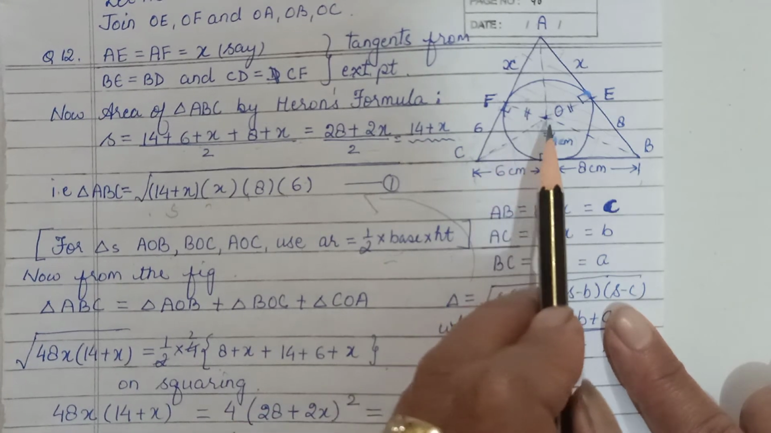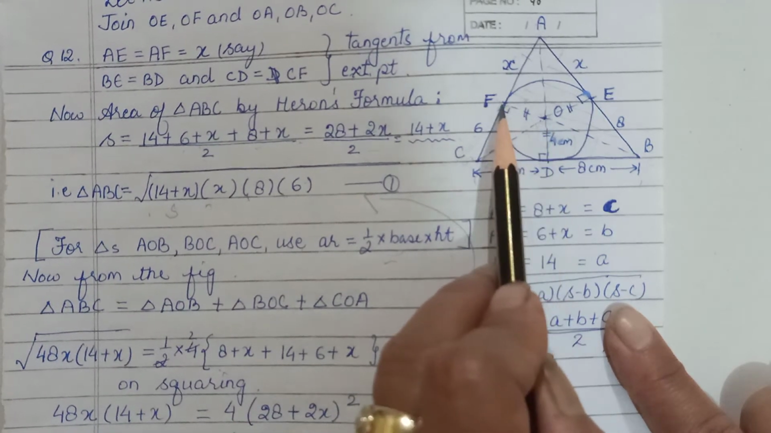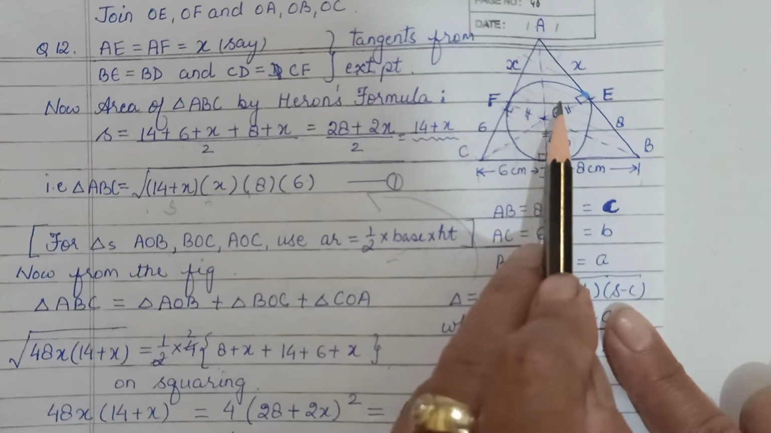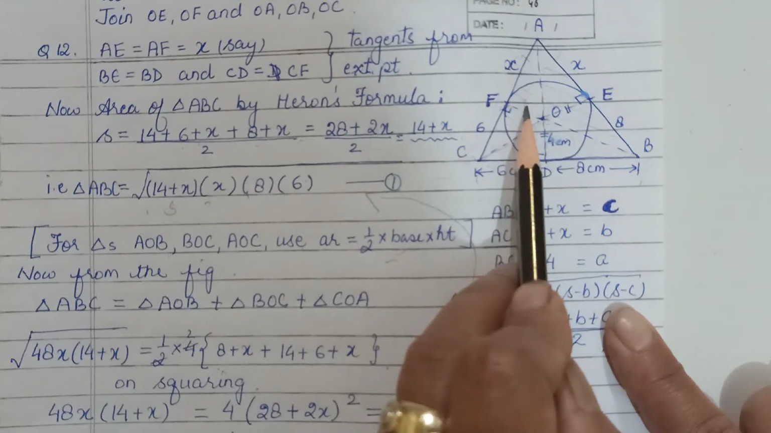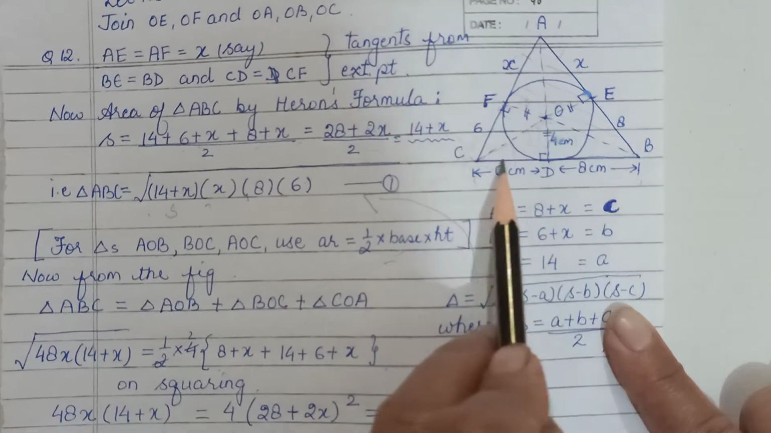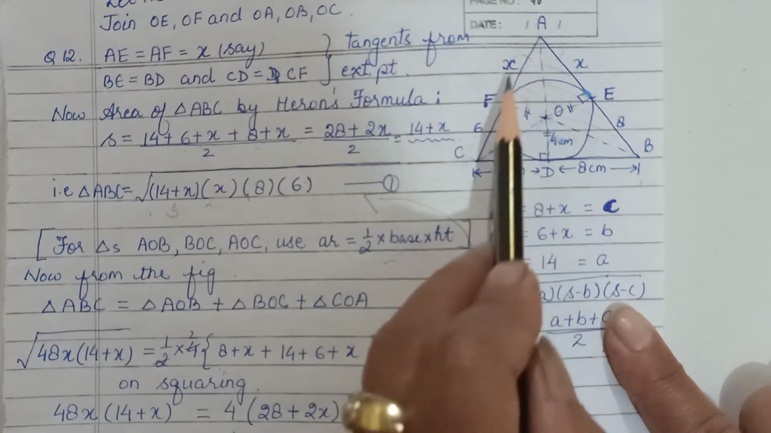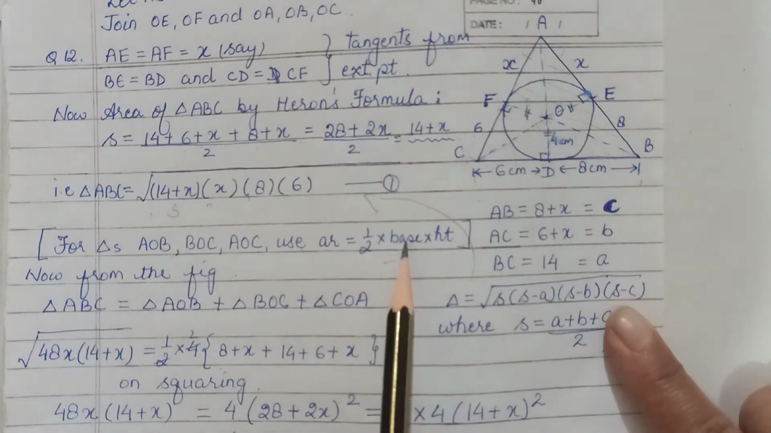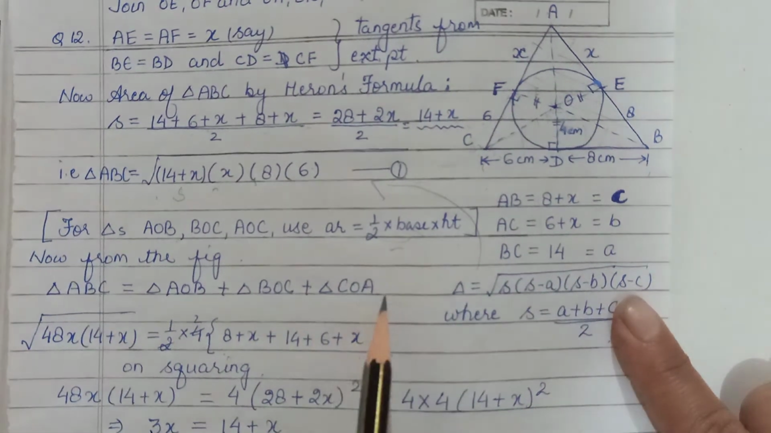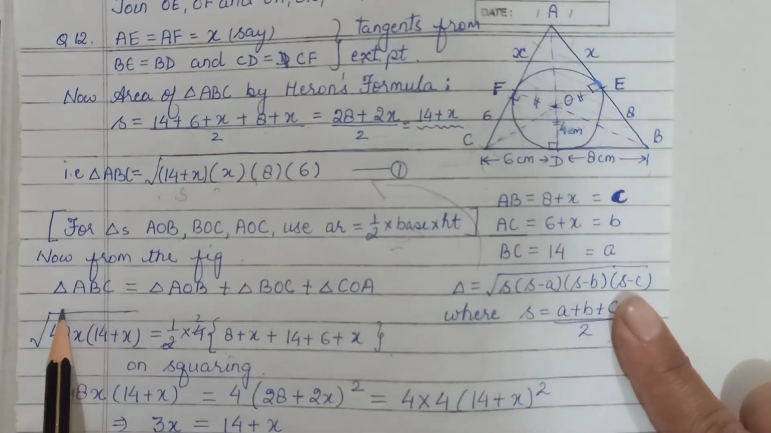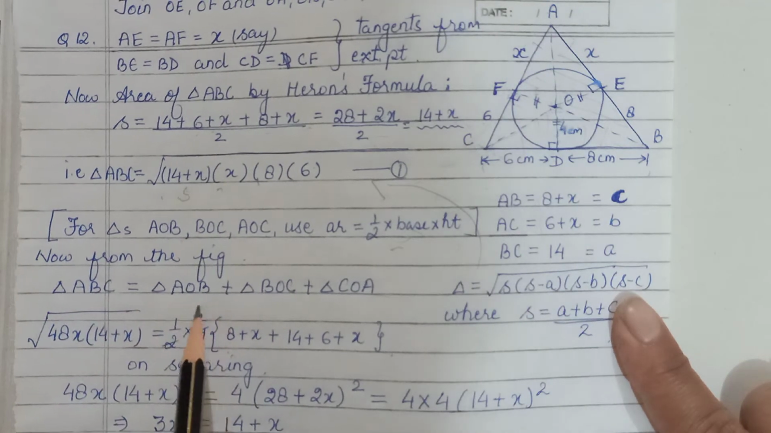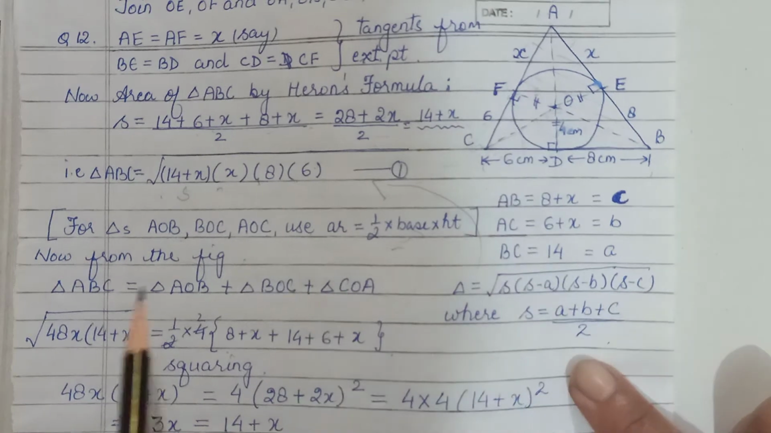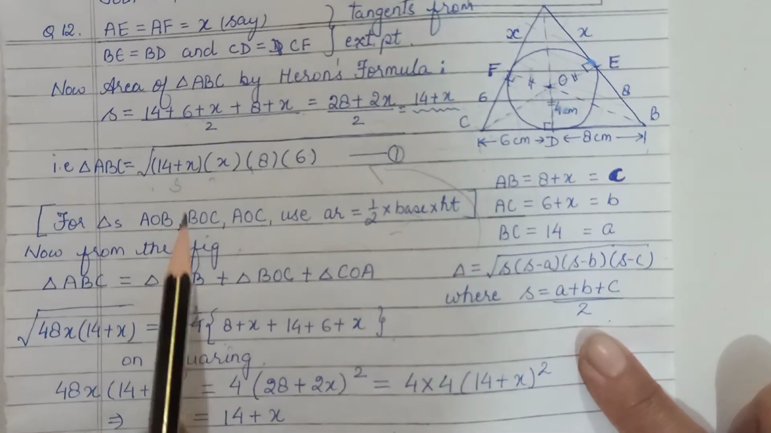The height of all three triangles is the same. This will be height 4, this is also radius 4, this is also radius 4. And these will be their bases. Sides of the bigger triangle are going to act as bases of these 3 triangles. So using half base into height, we have written this equivalence: the big triangle ABC is equal to the sum of these three small triangles. The big triangle we had already worked out.